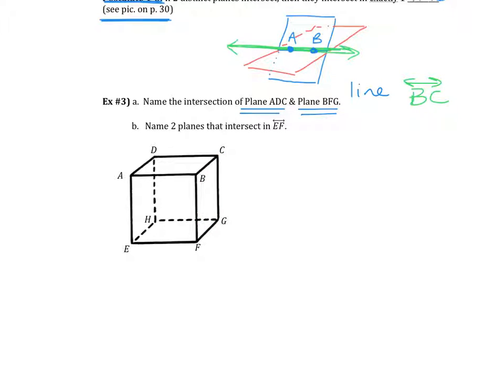Okay. Part B, it says name 2 planes that intersect at EF. So you have to figure out where is EF. Line EF is that bottom front line. So you're looking for what 2 planes meet there. Can you tell me in terms of top, bottom, left, right, front, back? The front is correct. It's not the right side. The bottom, right? You're looking for the front and the bottom.